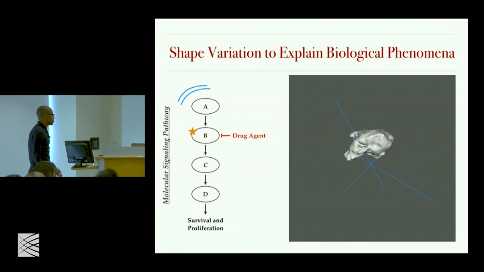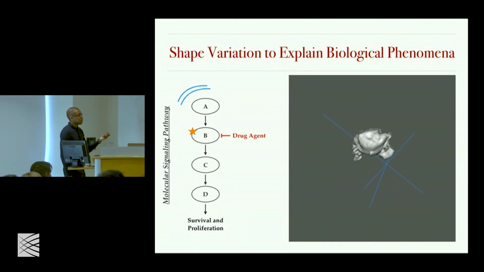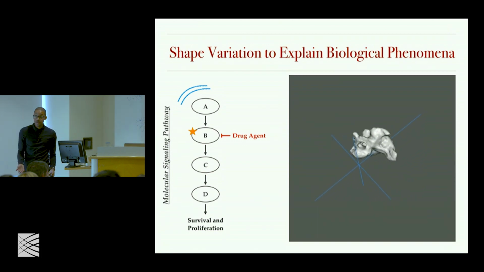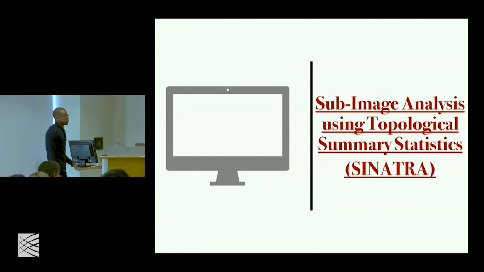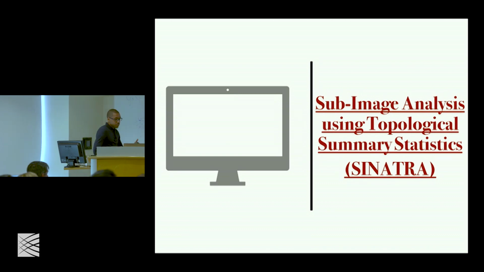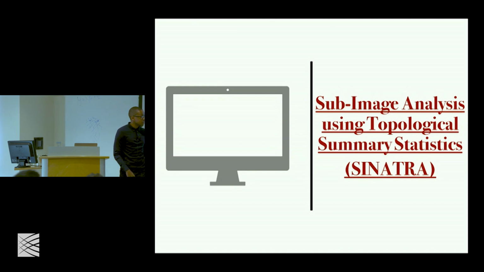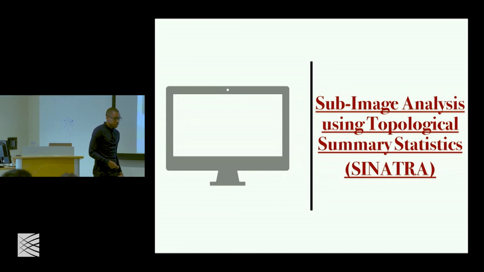But my bigger question, and what I've been writing grants on, is this idea of whether you can use shape variations to explain genotypic or phenotypic variation, basically. And how do we build methods to do that? So that's where Sinatra comes in. Sinatra is this idea of using sub-image analysis for topological summary statistics. And I'll explain what that is. It's just a pipeline where I think you can switch out all these different ideas.